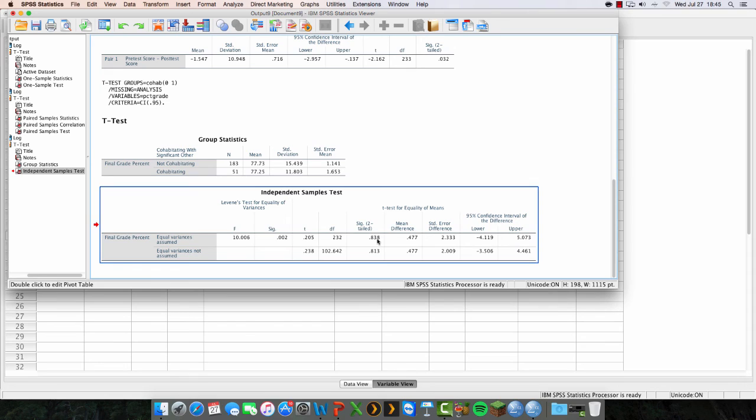So in this case, we fail to reject the null. We haven't met the standard of having a significance level at 0.05 or under. So we fail to reject the null.